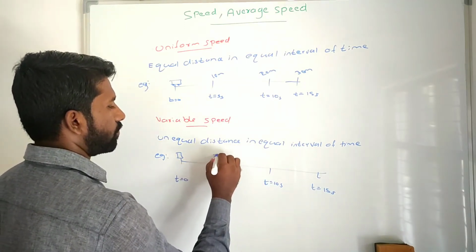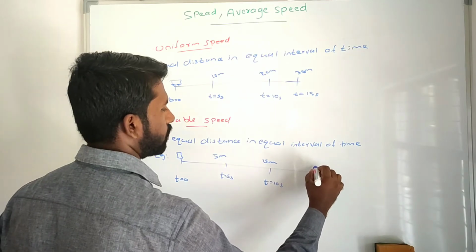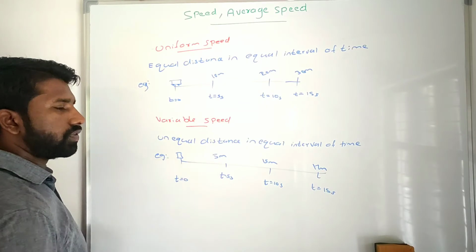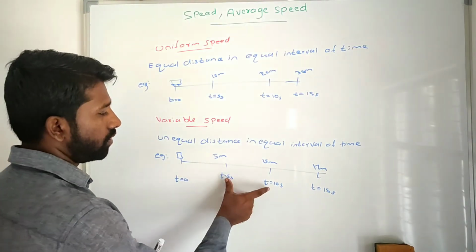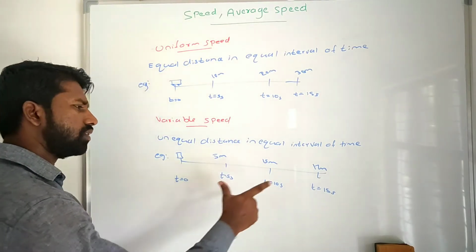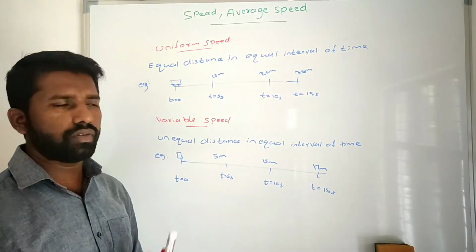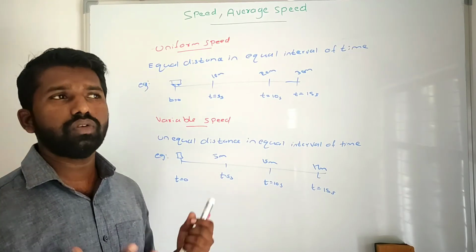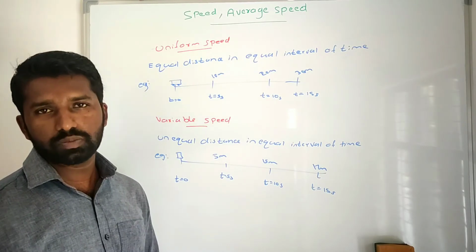First it travels 5 meters. Next 15 meters. Next it travels 17 meters. So you see here, first 5 seconds it travels 5 meters, next 5 seconds it travels 10 meters, next 5 seconds it travels 2 meters. You can see this motion. The distance is not equal. The interval of time is equal. The distance is not equal. So we can say that this object travels in variable speed.